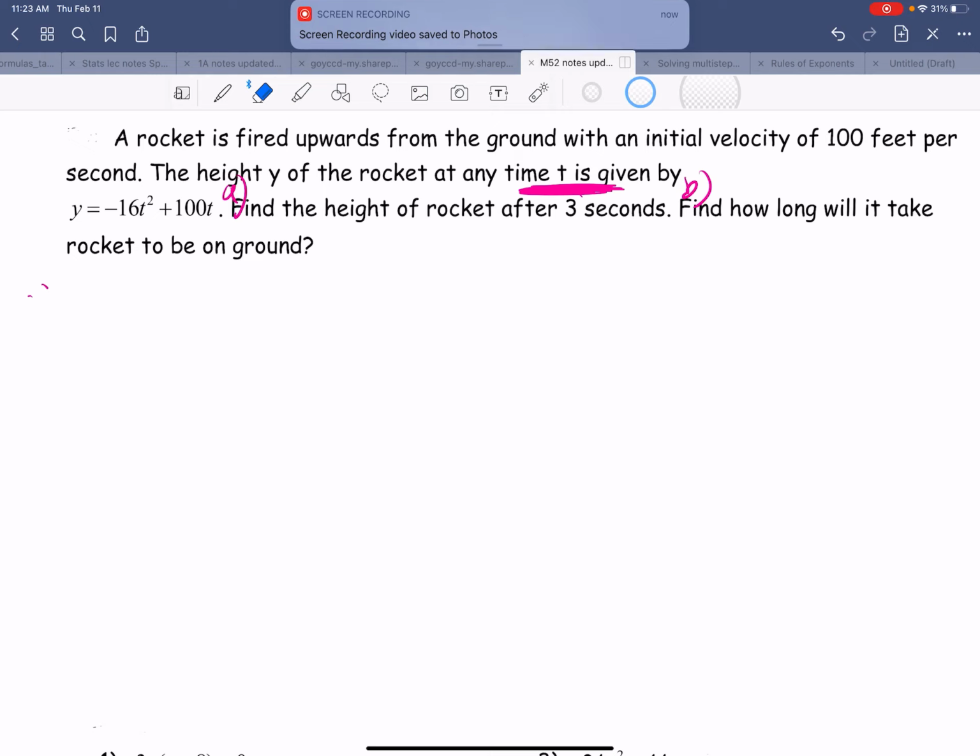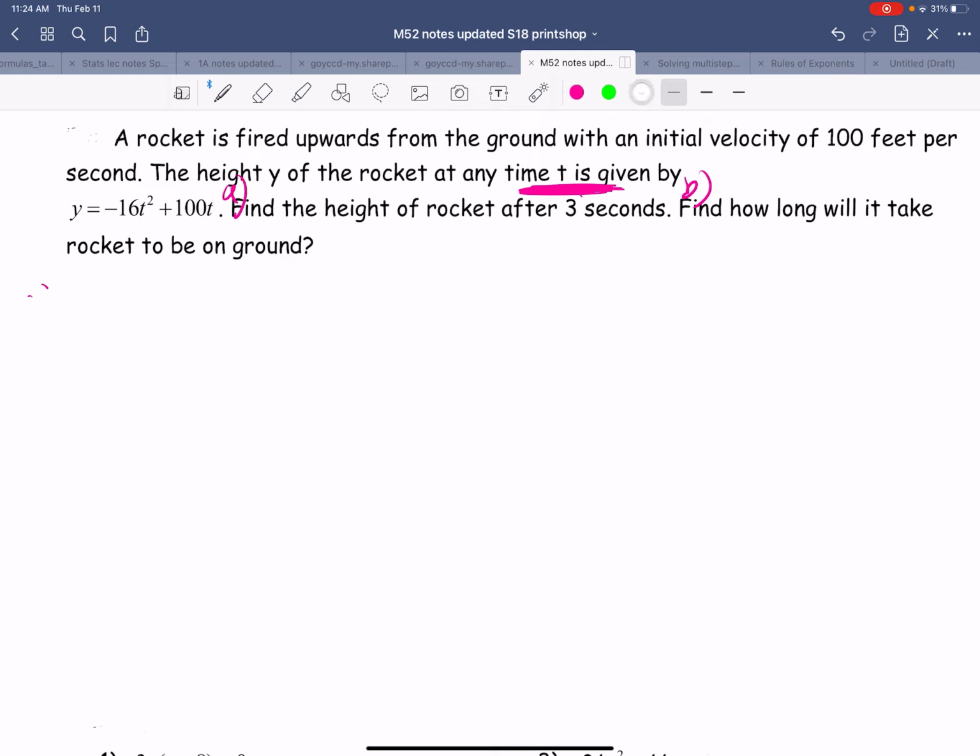In this video, we will focus on projectile motion applications of quadratic functions, quadratic equations. A rocket is fired upwards from the ground with an initial velocity of 100 feet per second. The height y of the rocket at any time t is given by y equals negative 16t squared plus 100t. So there's two parts to the problem.